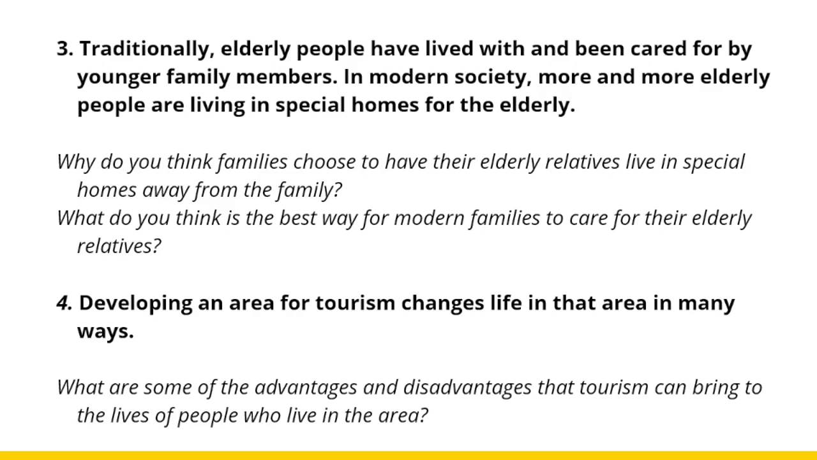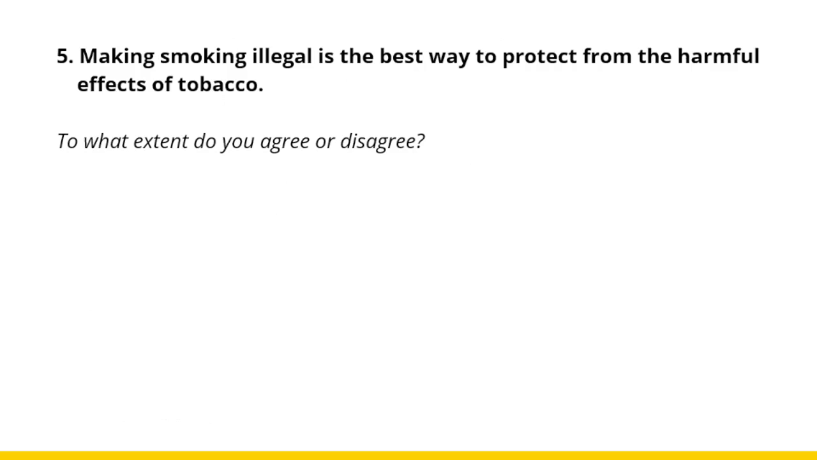So yeah, this is our fourth type of prompt, and we are going to go ahead and discuss the last one, number 5. In this slide, you can see our final type of essay, number 5. It's about agree or disagree. The prompt states the following: making smoking illegal is the best way to protect from the harmful effects of tobacco. And your task: to what extent do you agree or disagree?